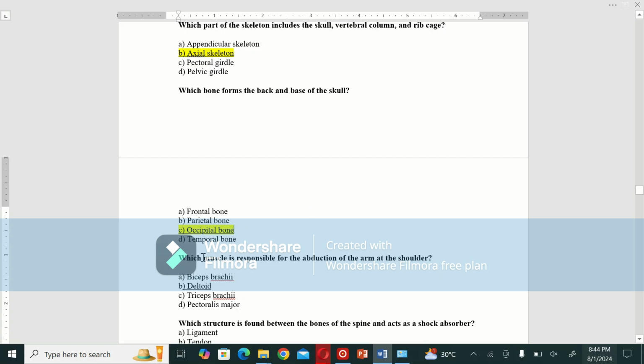The next MCQ is: which muscle is responsible for the abduction of the arm at the shoulder? A. Biceps brachii, B. Deltoid, C. Triceps brachii, and D. Pectoralis major. So the correct option is B.